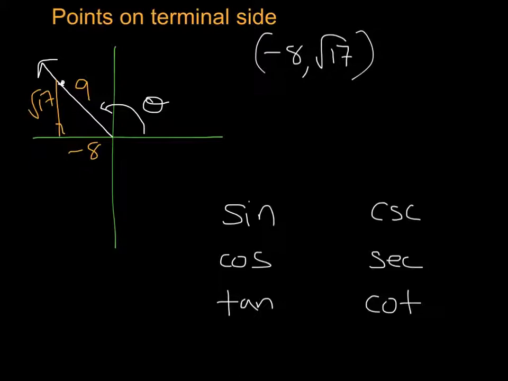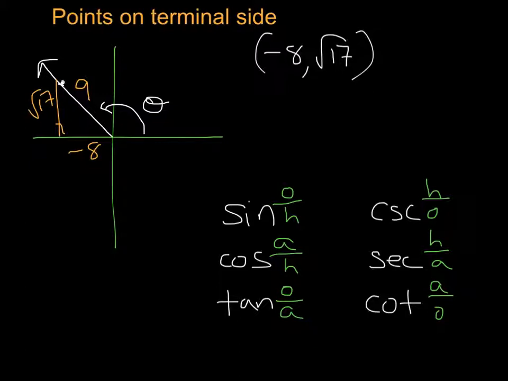So now, if it helps, and I think it helps me, I like to write O over H, A over H, O over A, and then remember cosecant, secant, and cotangent are just flips of all those. So H over O, H over A, and A over O. It just helps me to write them down. Now, if I were to ask you for any one of the 6 functions, generally a test question or a quiz question might just ask you for one of them. It might just say, what is the secant of the angle going through the point (-8, square root of 17), or something like that. But I thought it would be good practice to evaluate all of them.